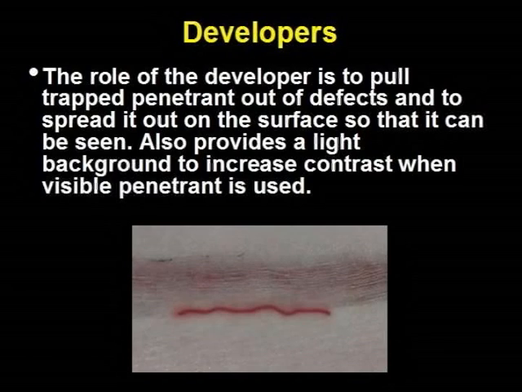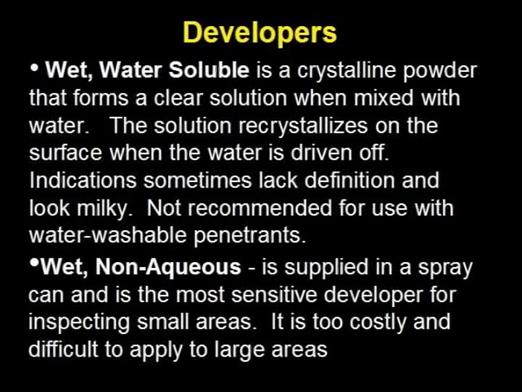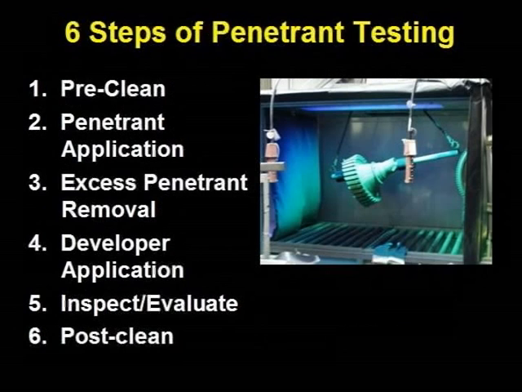The developer pulls the penetrant out of the defect, spreads it out on the surface, and provides increased contrast for visible penetrant. There are 4 types of developers. Dry powder clumps together where the penetrant bleeds back to the surface. Wet, water suspendable powder covers the surface in a relatively uniform layer of developer. Wet, water-soluble powder forms a crystalline layer on the surface after the water evaporates. Wet, non-aqueous is the most sensitive developer and is used for small areas.